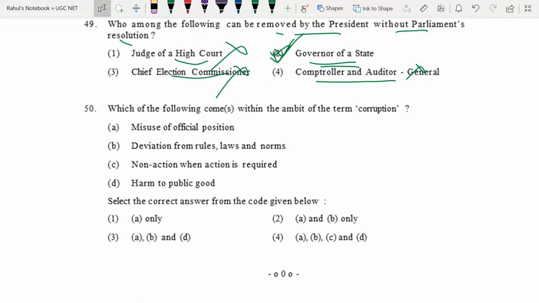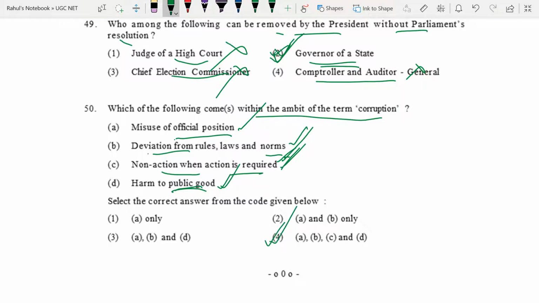And 50. Which of the following comes within the ambit of the term corruption? Corruption, okay. Option 1, misuse of official position, yes, it is corruption. Deviation from rules, laws and norms is also corruption. Non-action when action is required is one kind of corruption. Harm to public good is also corruption. Option 4 is the correct answer. A, B, C, D. Correct.